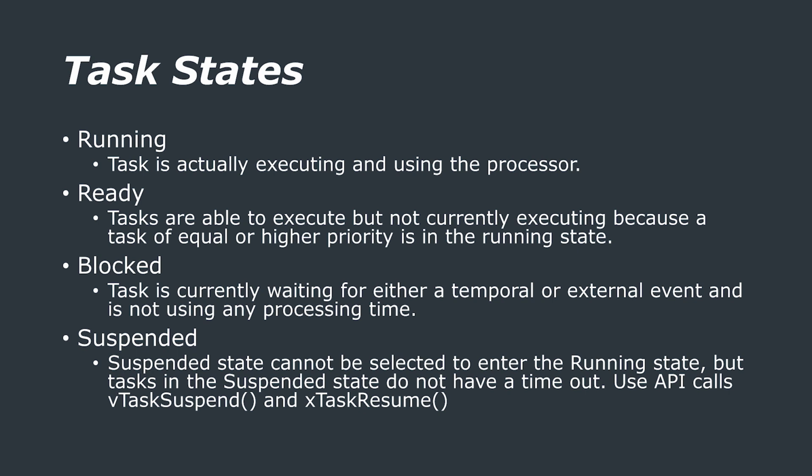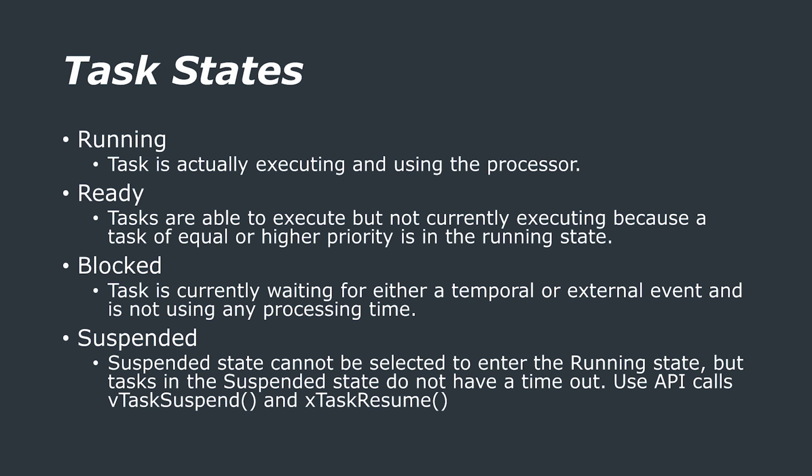A task in the ready state is a task that is able to be executed but is not currently being executed, and this is most commonly because a task of equal or higher priority is in the running state. A task in the blocked state is currently waiting for a temporal or external event to occur. For example, the vTaskDelay function will place a task in the blocked state for a defined amount of ticks. Tasks in the blocked state do not use any processor resources and cannot be placed directly into the running state.